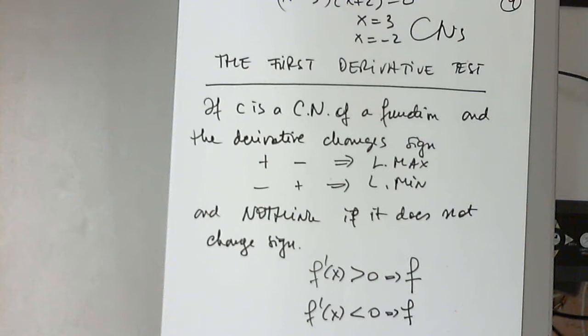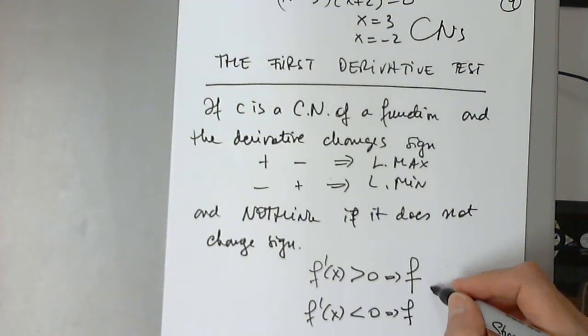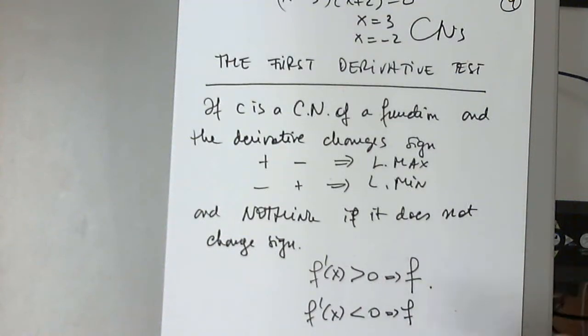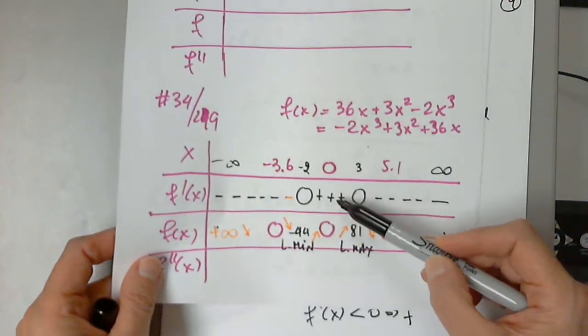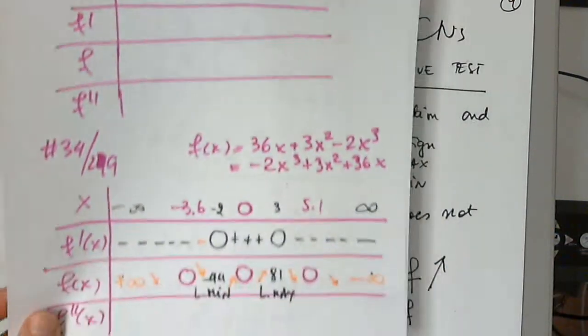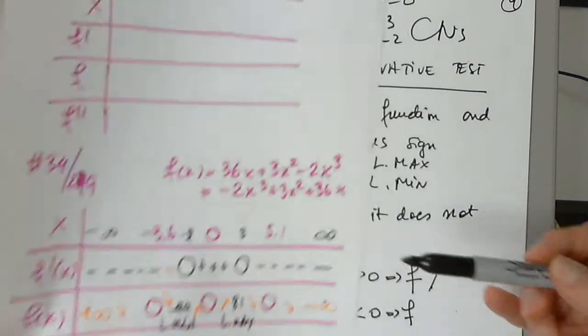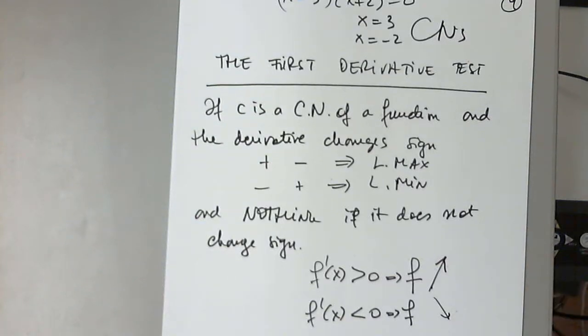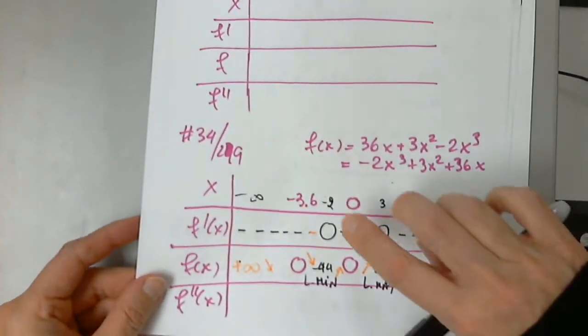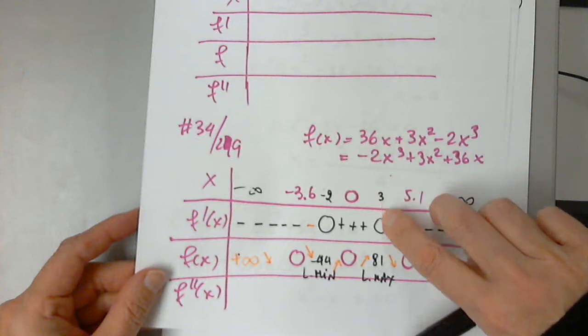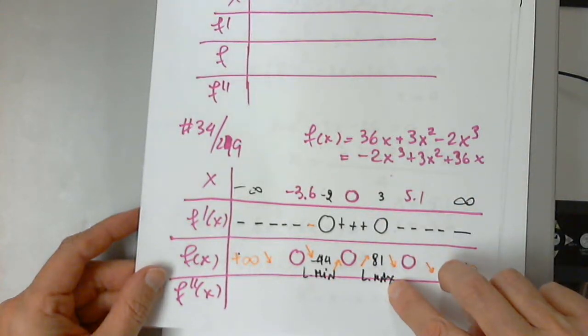So when the first derivative is positive, what does the function do one more time? The function is, when the first derivative is positive, let's look here. Yes, it's increasing. And when the first derivative is negative, what does the function do? Decreases. And this is the first derivative test. So that is a local min, and 3, comma, 81 is a local max.